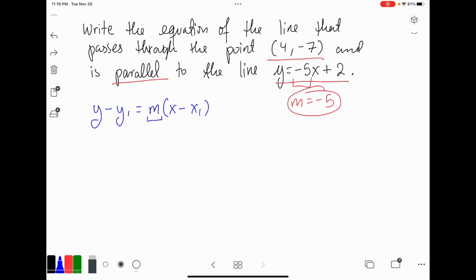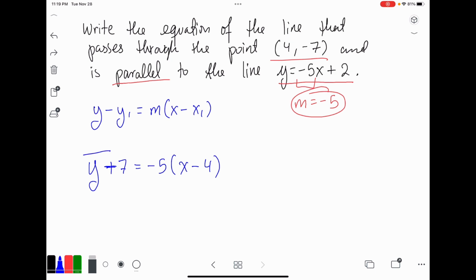As I always say, if you know a point and you know the slope, all you do is input them into point slope form. So y minus -7, which again becomes a plus, equals the slope, which is -5, times (x minus 4). And here you have the equation in point slope form.